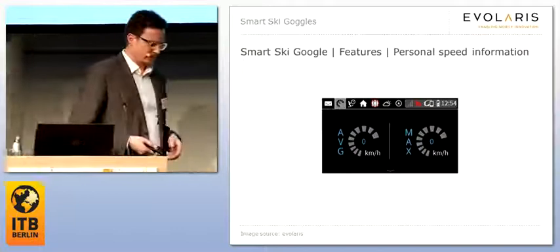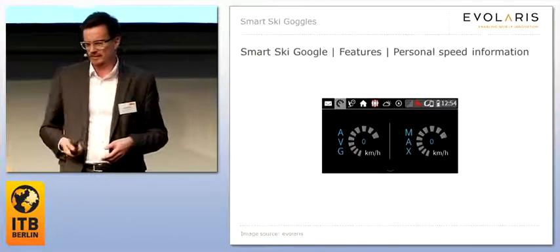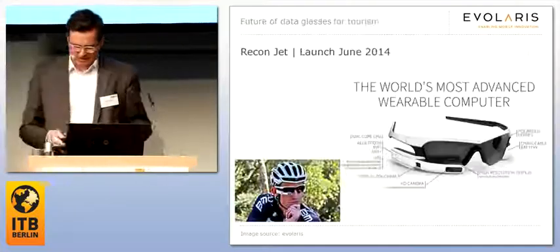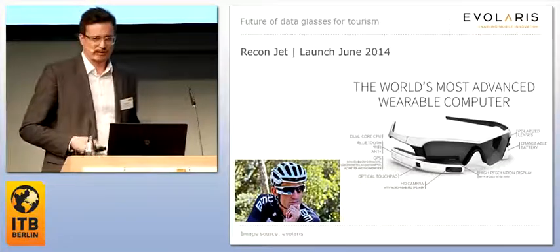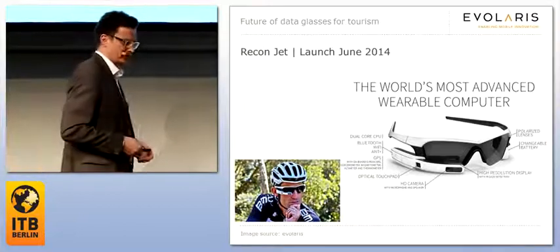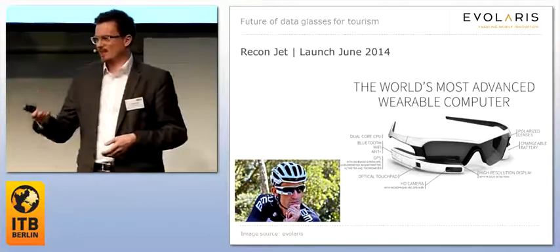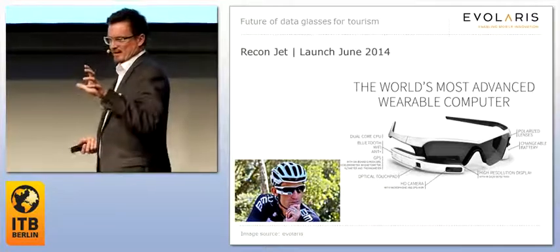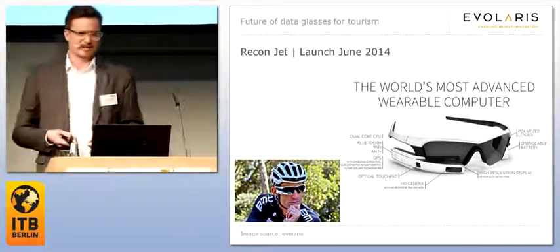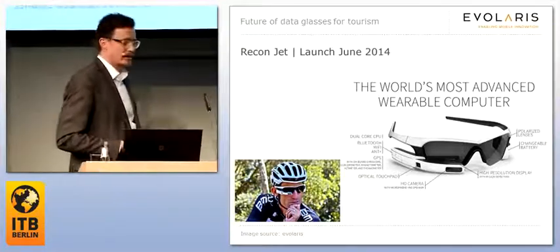Of course, there's speed information implemented in the software as well. Your average speed, your maximum speed. And if you think, okay, I'm not into skiing or in the ski industry at all, or the snowboard industry, this display system will be implemented in sunglasses and will be on the market in June.